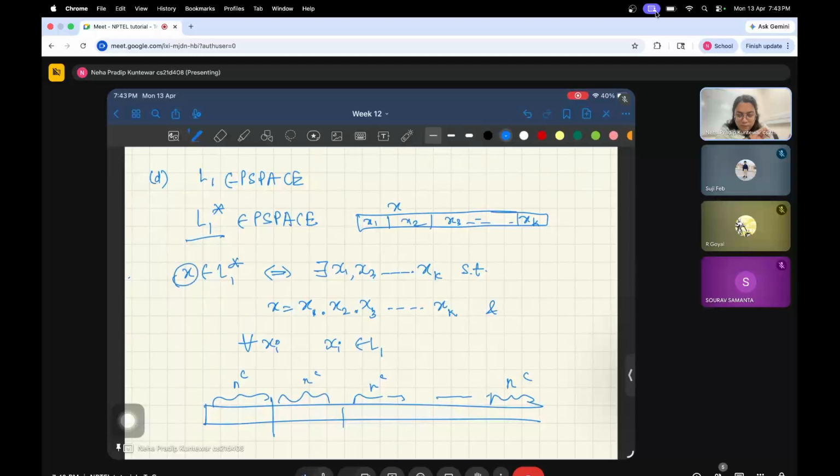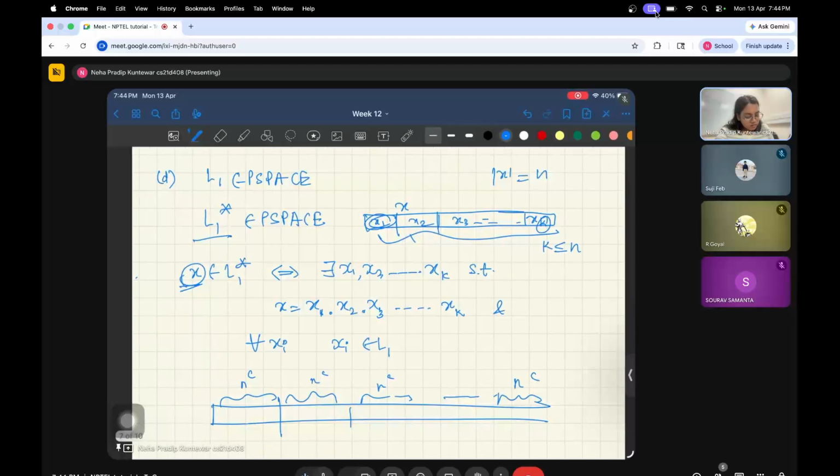Input to L1 star is X. And what is the length of X? Length of X is n. So how many of these chunks can be there? This K cannot be n square or something, because each xi is of length at least 1, so K is at most n. There cannot be n square or n cube chunks. So there are at most n of these chunks, and for each of them you have to run an L1 machine.